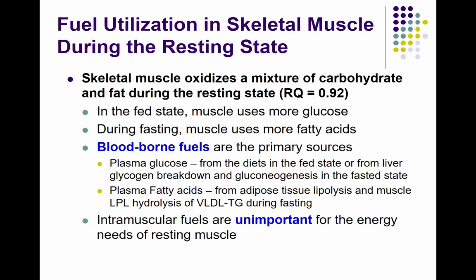So during the resting state, the blood-borne fuels are going to be the main source of energy. And when you say the intramuscular fuels, those are the fatty acids and the glucose, like glucose in the fed state, and fatty acids, ketone bodies. Okay. So again, blood-borne fuels for resting muscle include glucose, fatty acids, and ketone bodies, right?